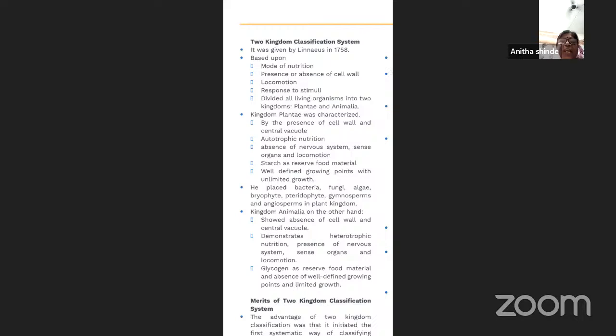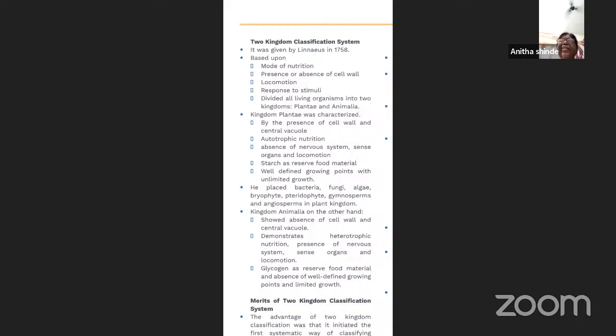Then they demonstrate heterotrophic nutrition, you all know, because they cannot prepare their own food. That is why they are all heterotrophic in nutrition. And they possess nervous system, sense organs, as well as locomotion, because animals are motile. So that is why this particular characteristic feature will hold good.